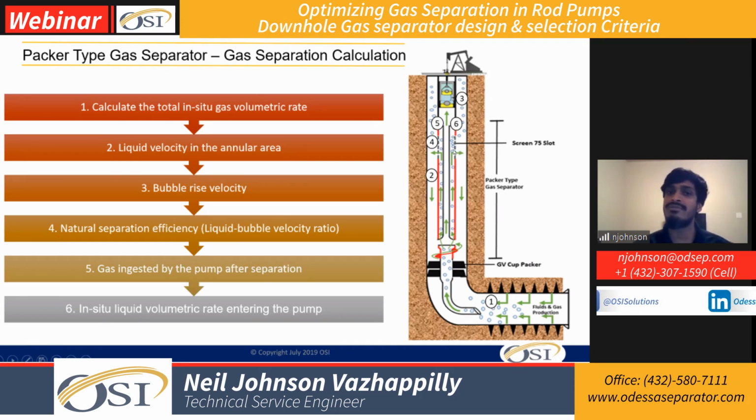Using this, we find out natural separation efficiency, because of which we get the total in situ gas or in situ liquid volumetric rate that enters the pump, and also the gas that is ingested by the pump after the separation. None of the separators are going to separate 100% of the gas. So putting numbers to it is something we analyze and calculate way before we recommend this to our clients.